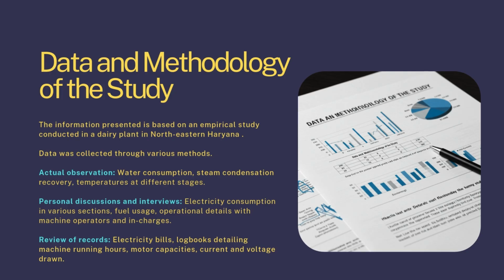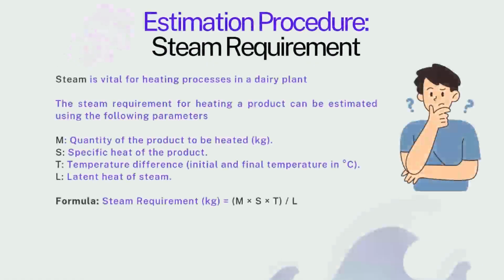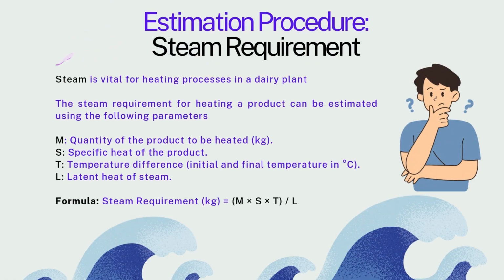Now, let's talk about how we estimate steam requirements. In this slide, we will see about estimation procedure, steam requirement. Steam is vital for heating processes in a dairy plant. The steam requirement for heating a product can be estimated using the following parameters. M represents the quantity of the product to be heated in kilograms.